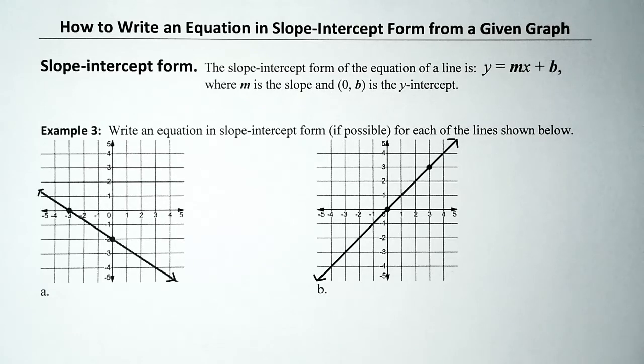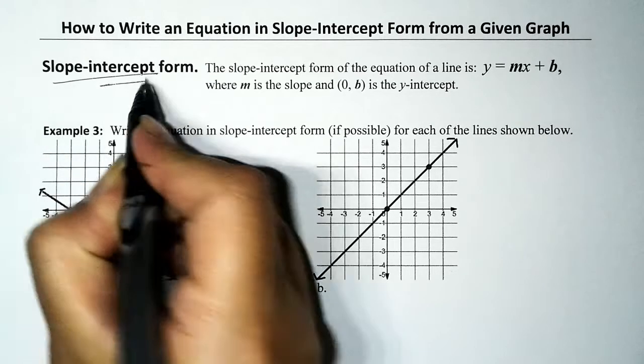Hi guys, in an earlier video we had talked about one way to write the equation of a line, namely standard form. Today we're going to talk about a different way to write the equation of a line, and in this case, as you guessed it, slope-intercept form.